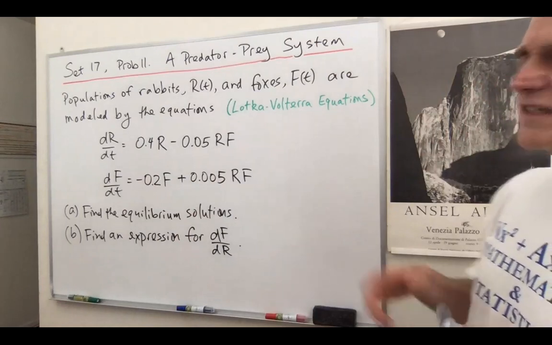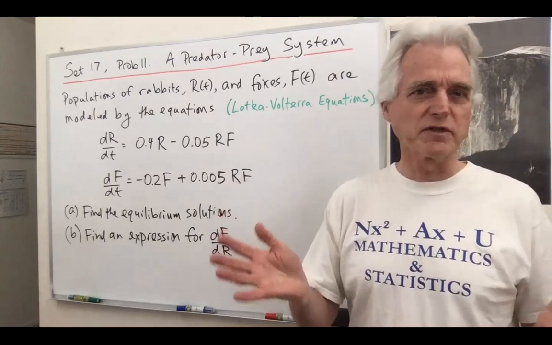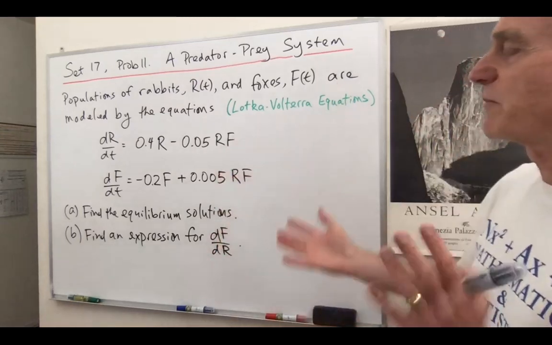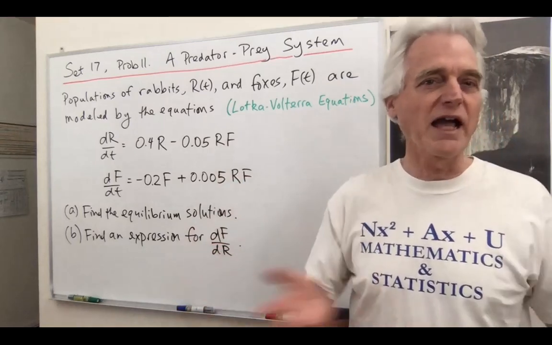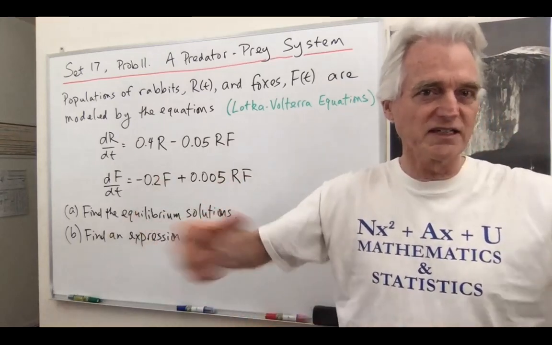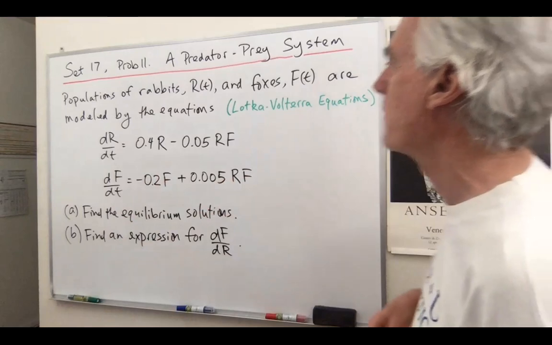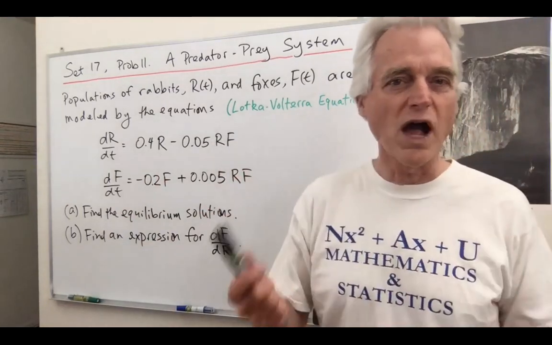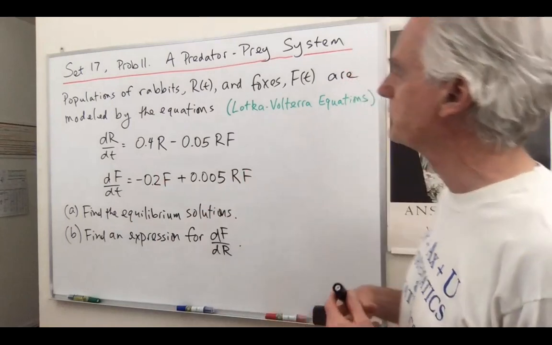All right, so let's think a little bit about why this happens. This is sort of like the population on an island or some isolated spot. So let's try to think about why these equations are the way they are.